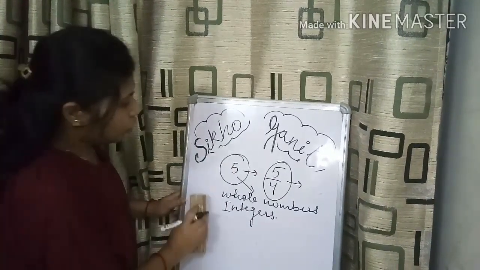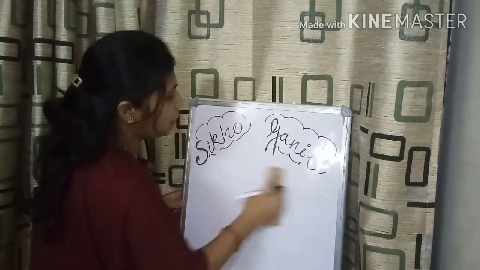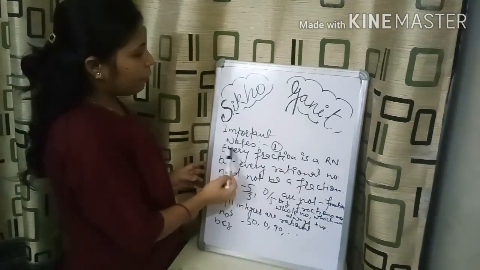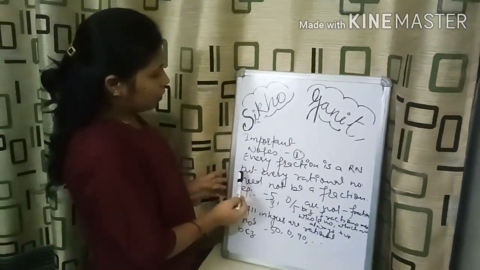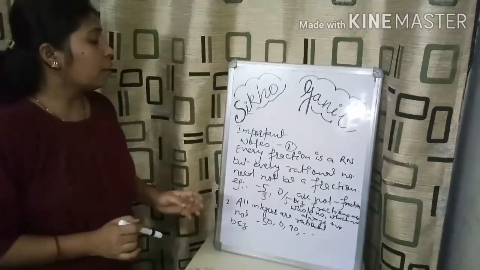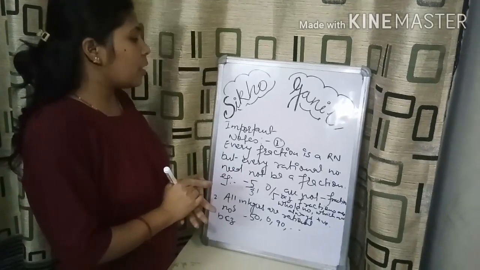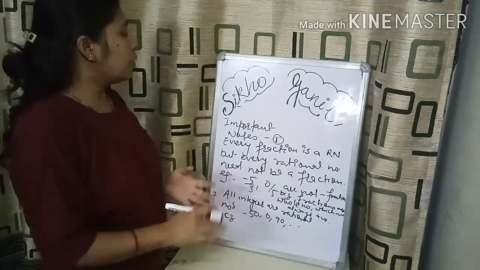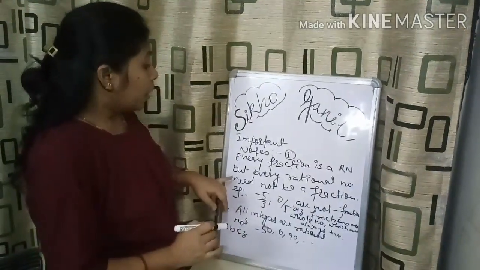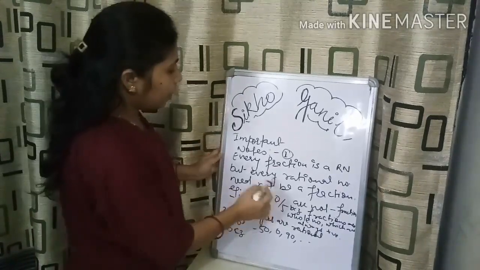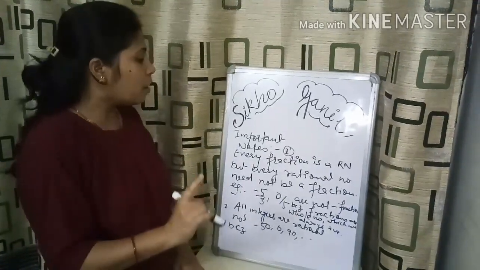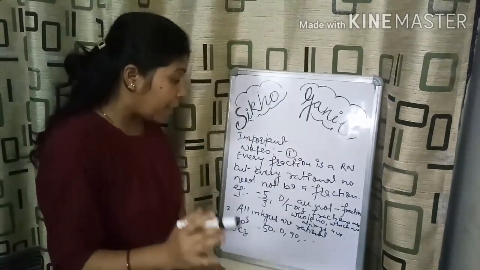Okay, so there are some important notes. First one is every fraction is a rational number, but every rational number need not be a fraction. What does it mean? Every fraction is a rational number. It is mandatory that if it is a fraction, it would be a rational number. But every rational number need not be a fraction. It is not required that if it is a rational number, then it would be a fraction.